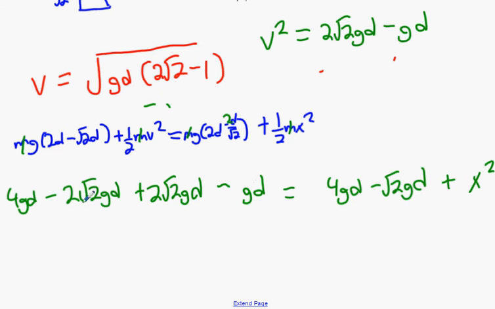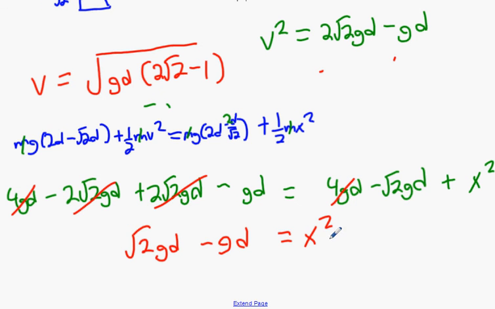Okay, January sales. Everything must go. The 4 GDs. Root 2 GD, take away GD equals x squared. We're correct, as it turns out.